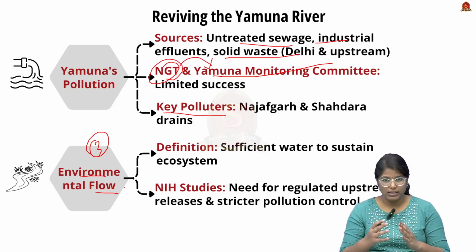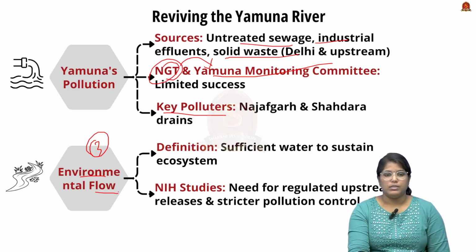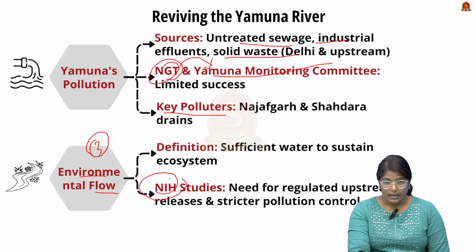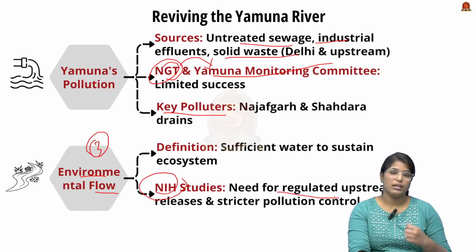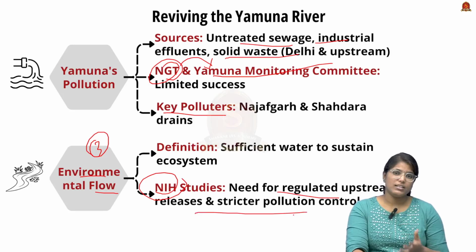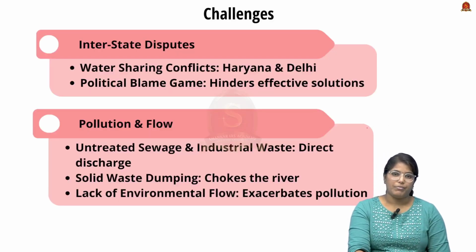If you're asking how, as I said, the amount of water that is required is declining. So we can tell that while we are taking out water, we are also not looking into the ecological balance of the particular river. That is what they are telling when it comes to the environmental flow. So according to NIH studies, we need to regulate all the upstream release, as well as bring in a lot of stricter pollution control. So these are all very important facts that you have to remember from the news article discussion.